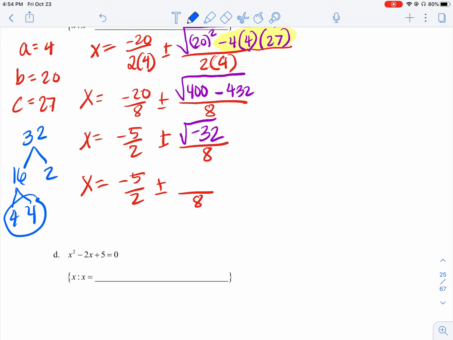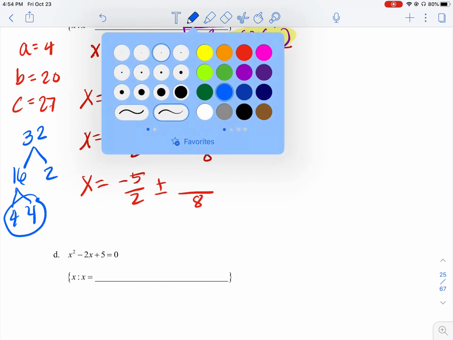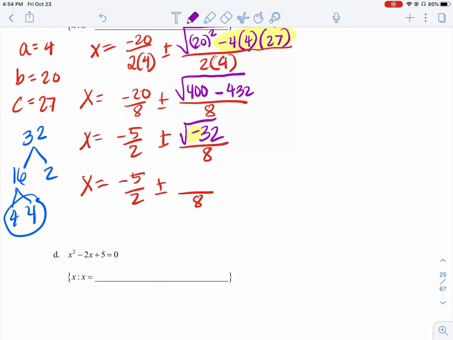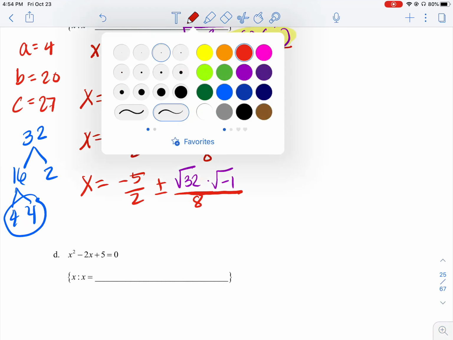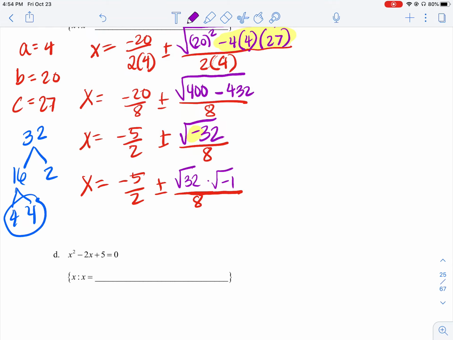So double, where did double go? Double goes out, single goes in. Double out, single in. But first, we have to make sure that we know that there is our negative in there in the square root. So let's take a look at the square root of 32, the square root of negative 1. Let me extend this friend right here.